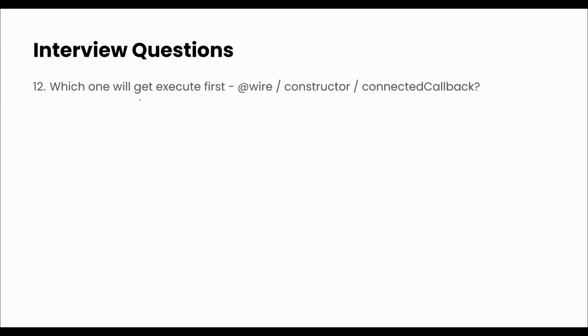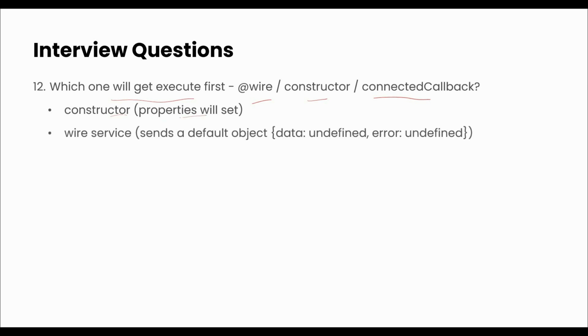Next we have: which one will execute first, @wire, constructor or connectedCallback? Obviously, the constructor will get called first and start initializing properties with default values. Then second, the wire service will get called, but it returns a default object with undefined values. I mean, in the first call of the wire service, we won't get the actual method response or data.